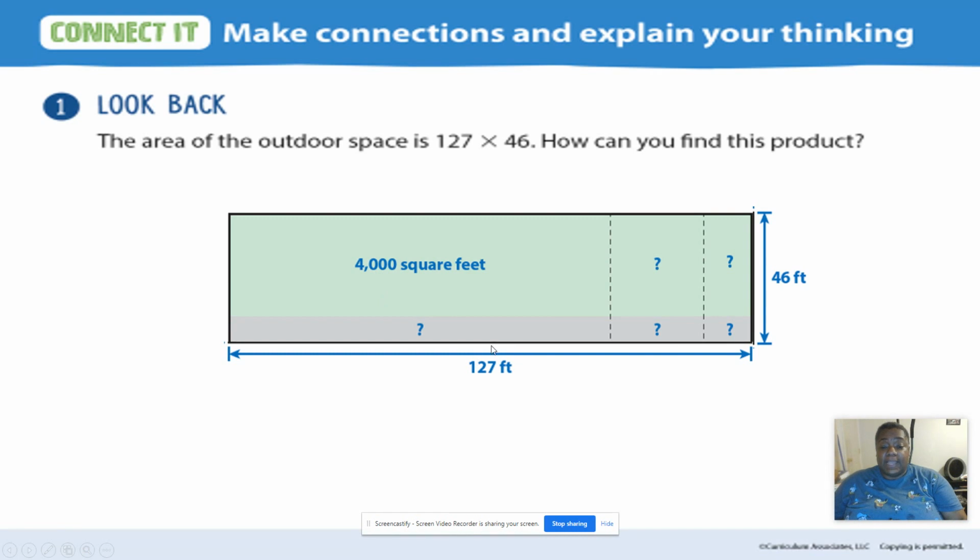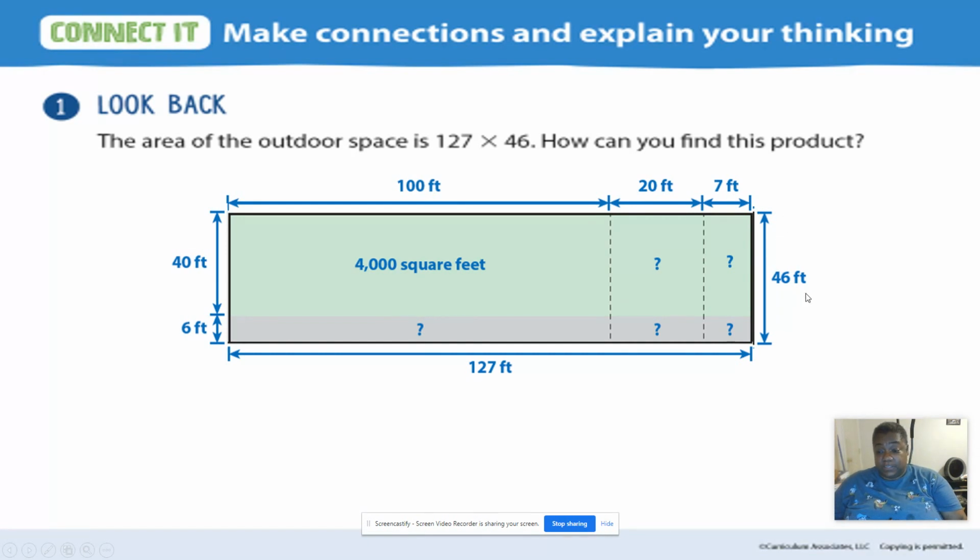Now, we can break down 127 into its expanded form by saying 100 plus 20 plus 7. And we can break down 46 into its expanded form by saying 40 plus 6, I'm sorry. Now, that is also where we get the grassy area and the cement area. But it really doesn't matter in this problem because we still are dealing with a width of 46 feet.